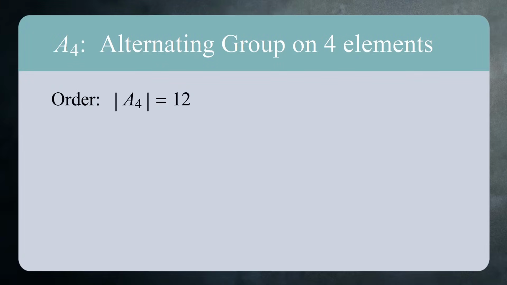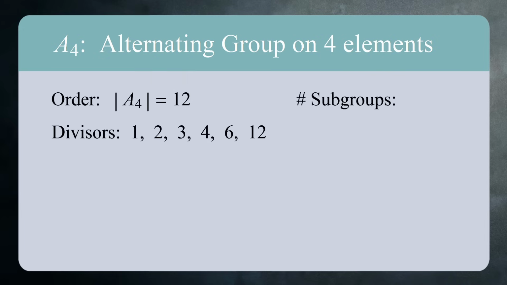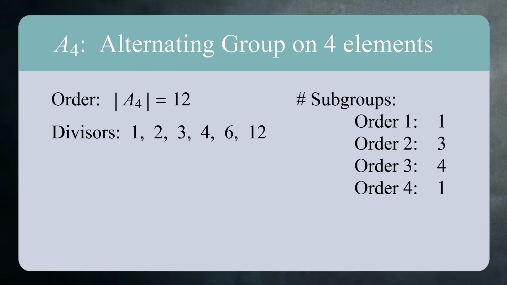For example, there's a group with 12 elements called A4, the alternating group on 4 elements. The divisors of 12 are 1, 2, 3, 4, 6, and 12, so any subgroup must have one of these orders. However, even though the number 6 divides 12, this group does not have a subgroup of order 6, but it does have subgroups of the other possible orders. This is a cautionary tale on the limitation of Lagrange's theorem.